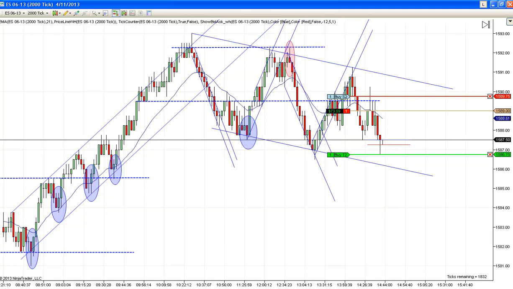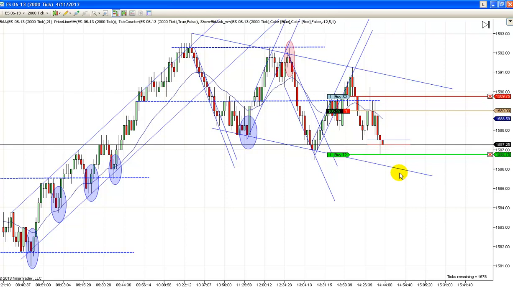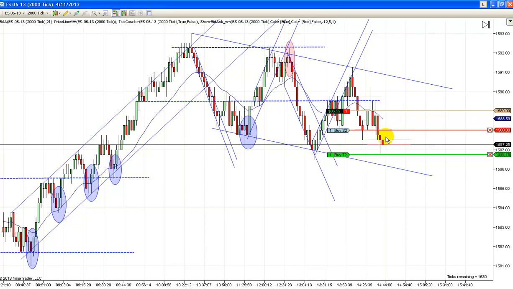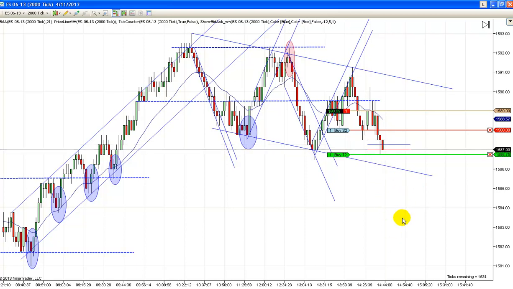Well, I'm tempted to close this one because we got that measured leg, and tell you what we'll do. We'll move our stop down to one tick above that bar. So if it breaks higher, we won't give all our money back. And if it goes lower, we can still meet our target. Here we go.